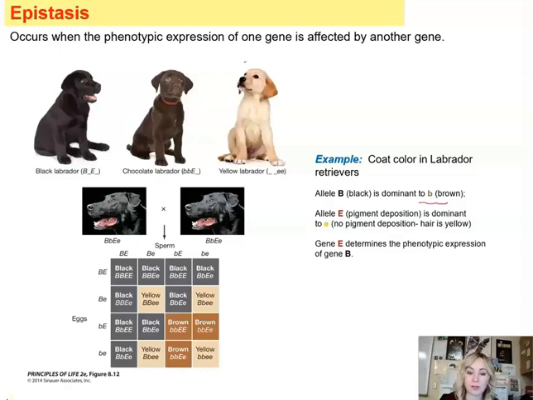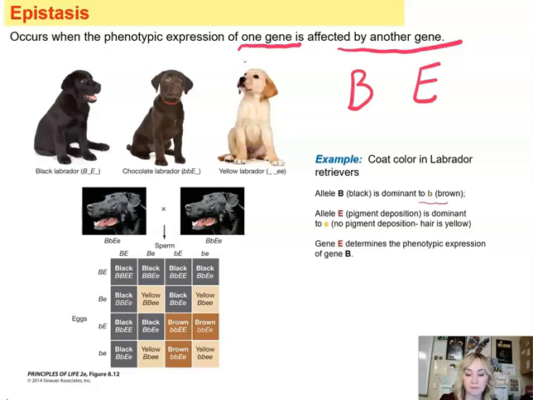Okay, so let's talk about epistasis. This is the genetic phenomenon that occurs when the phenotypic expression of one gene is affected by another gene. In this situation, we have three different coat colors in Labrador retrievers, and we have genes B and E. And of course, we have other allele forms.